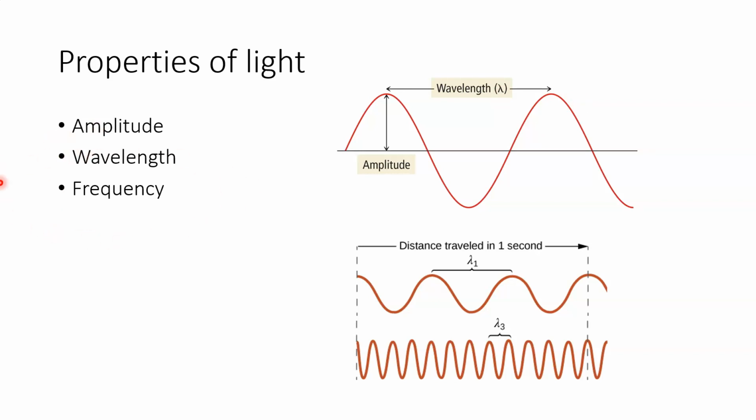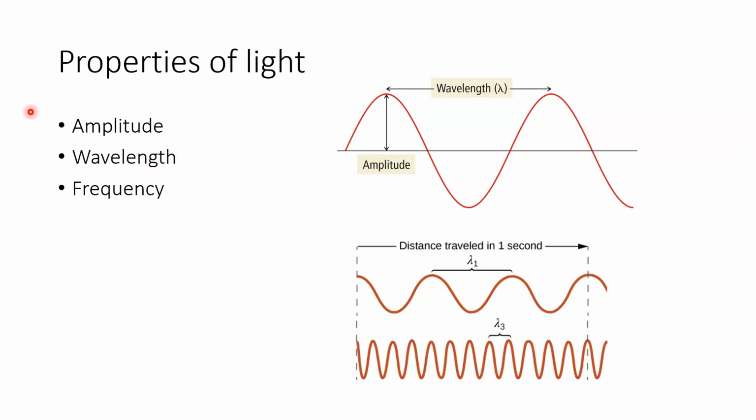Frequency is the speed at which the wave travels, so the distance traveled in 1 second, and so it's kind of proportional to speed. So you can imagine if I'm standing right here and I watch how many waves pass me in 1 second, that's my frequency. And so you can see that as the wavelength is longer, fewer waves are going to pass by in a second. If the wavelength is shorter, more waves will pass by in a second.